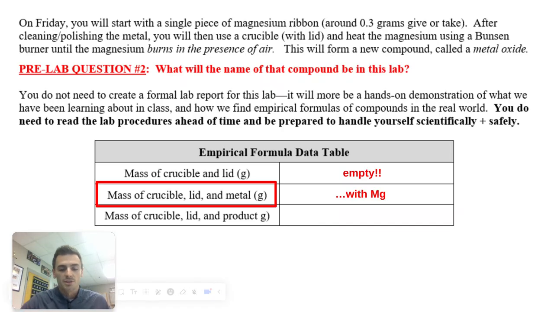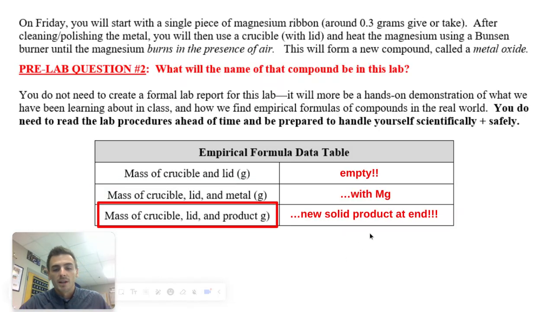I like to do some of each just to see what works better. You'll then react it and burn it, and it will burn in the presence of oxygen. And in the end, we're going to have a new solid product. And I didn't mention this earlier, but in that video where they burned it, in the beginning, it's a solid silver piece of metal. In the end, it's going to be a fine white powder.